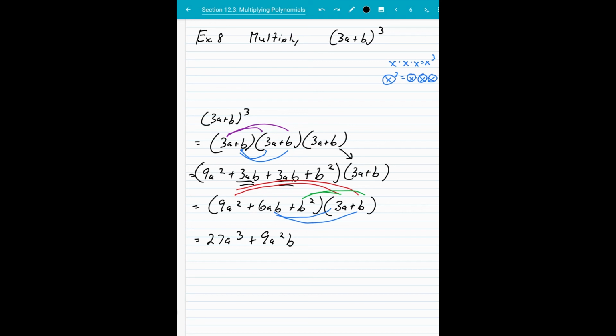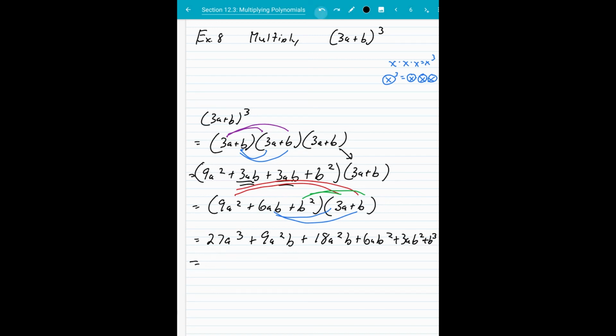6ab times 3a makes 18a squared b. 6ab times b makes 6ab squared. This one is done. We move to this one now. b squared times 3a makes 3ab squared. And then b squared times b makes b to the third power. Have another long problem, and now we got to go ahead and simplify everything.